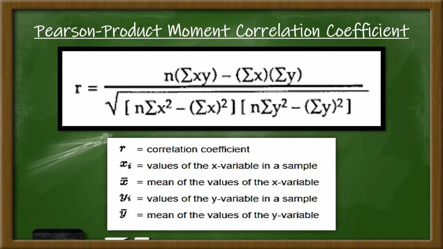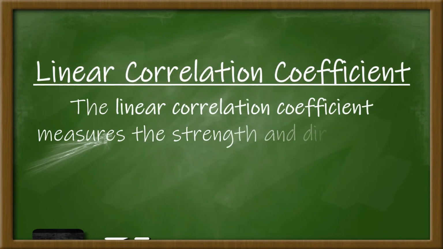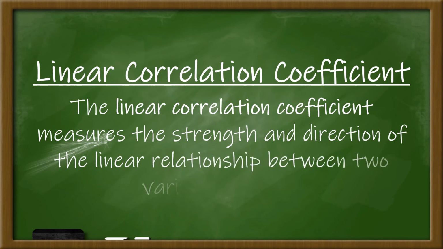The next is about the linear correlation coefficient. The linear correlation coefficient measures the strength and direction of the linear relationship between two variables x and y. The sign of the linear correlation coefficient indicates the direction of the linear relationship between x and y.